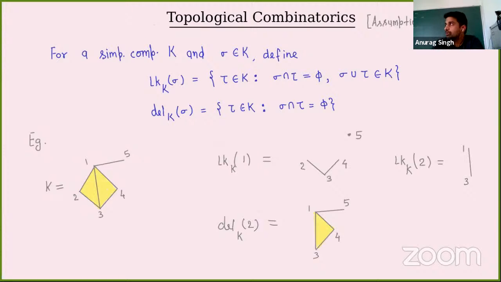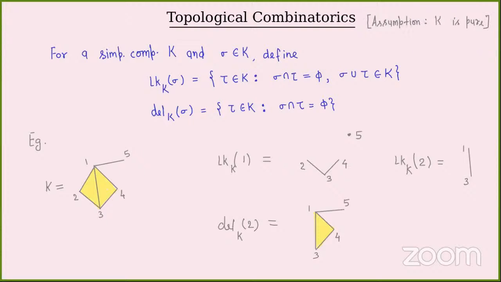Now, let me talk about why these complexes are important in different areas of mathematics. The first one is definitely topological combinatorics. From here onwards, I'll assume all the complexes are pure. By that, I mean all the facets are of the same dimension.